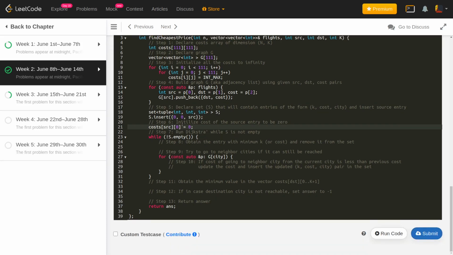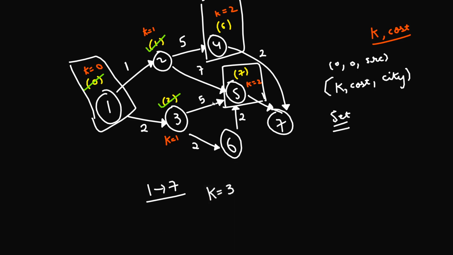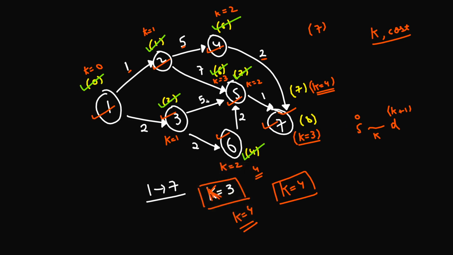Okay. So the next thing is we just run the Dijkstra algorithm while our set is not empty, because the moment our set is empty, that means we have encountered all the cities at least once, and we have visited all their neighbors also, and we are finished with the algorithm, and we will not be having any entries in our set. So this is the case when this is done, this done, this done, and so on. All the nodes will be done already.